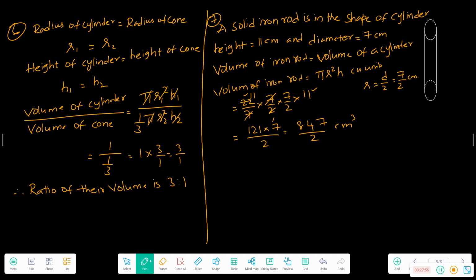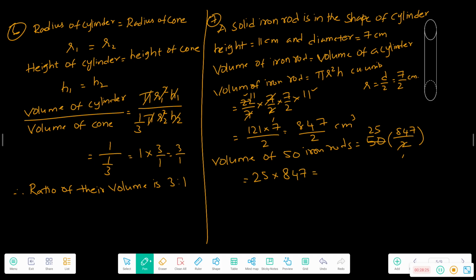Now this is all about the volume of a rod. Volume of 50 iron rods is equal to 50 into 847 by 2, so 2 ones are 2, 25s are, so it is equal to 25 into 847, that is 4 2s are 8, 4 1s are 4, 4 1s are 4, remainder is 3 and it is 21175 centimeter cube. This is all about problem number 7.